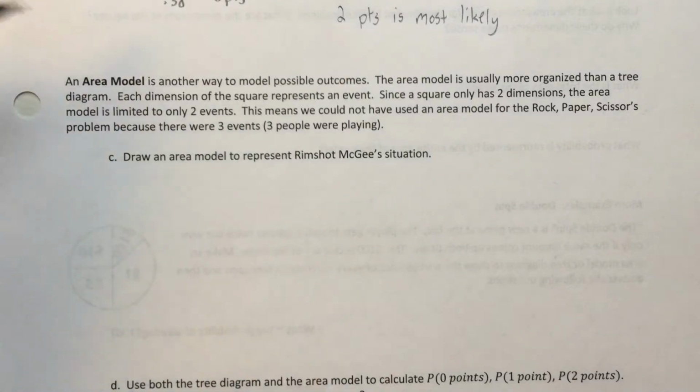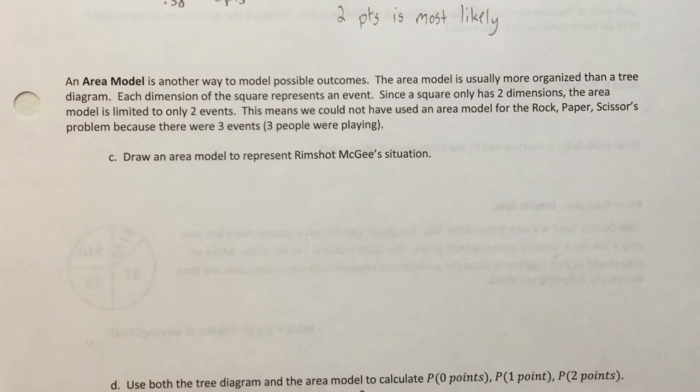Each dimension of the square represents an event, and since a square has only 2 dimensions, the area model is limited to only 2 events. This means we could not have used the area model for rock, paper, scissors because there were 3 events, 3 people were playing. So that's the downfall of the area model. It is cleaner, but you can only do 2 events. In this case, we do have 2 events, shot 1 and shot 2, so we can create an area model.